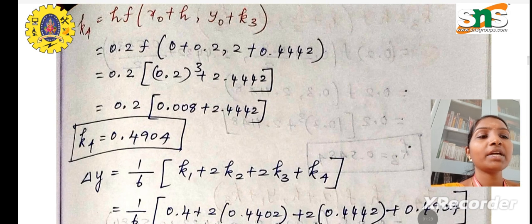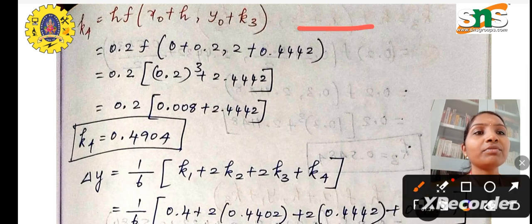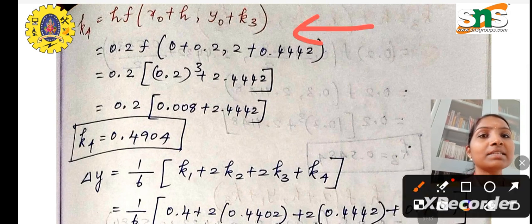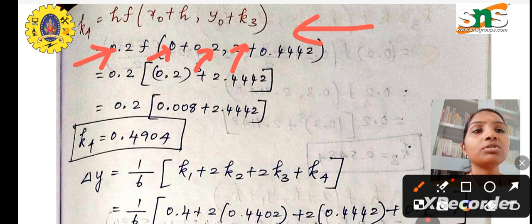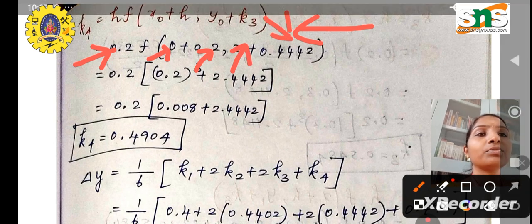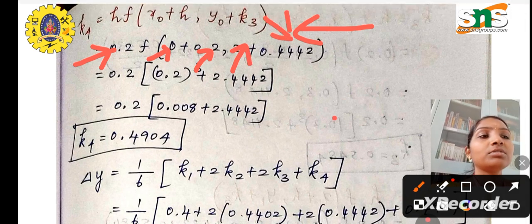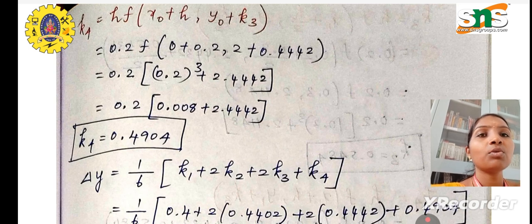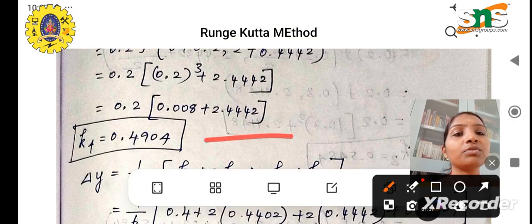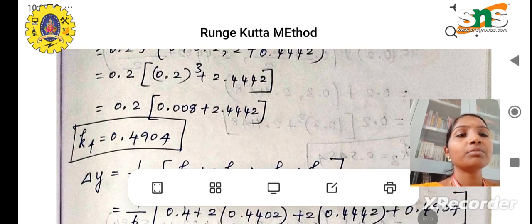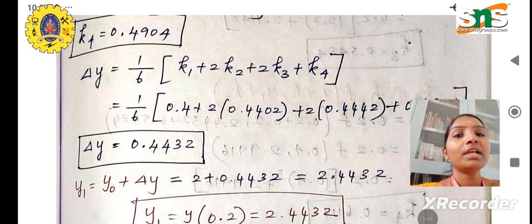What is k4? K4 is equal to h into f of x naught plus h comma y naught plus k3. What is h? 0.2. What is x naught? 0. What is h? 0.2 again. What is y naught? 2. And what is k3? 0.4442. So we are just substituting the known values here and finding the value. On simple and minor calculations, we will find that k4 is equal to 0.4904.